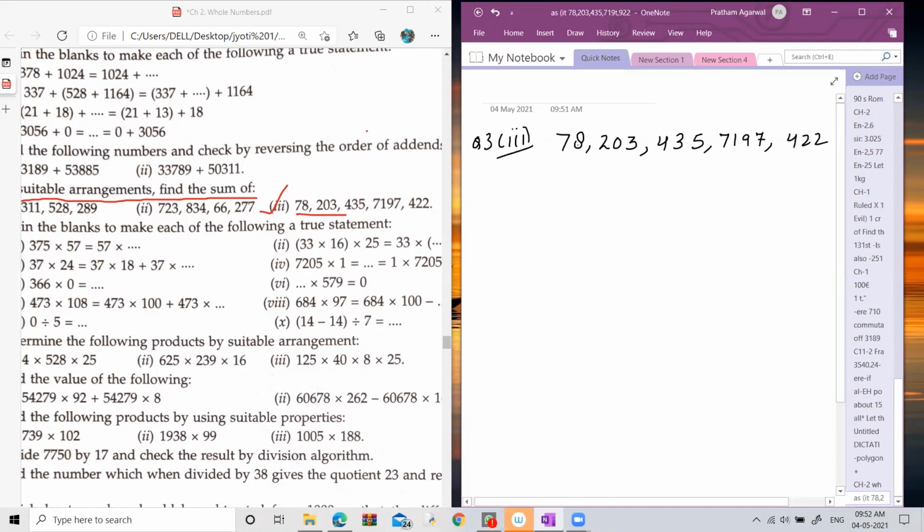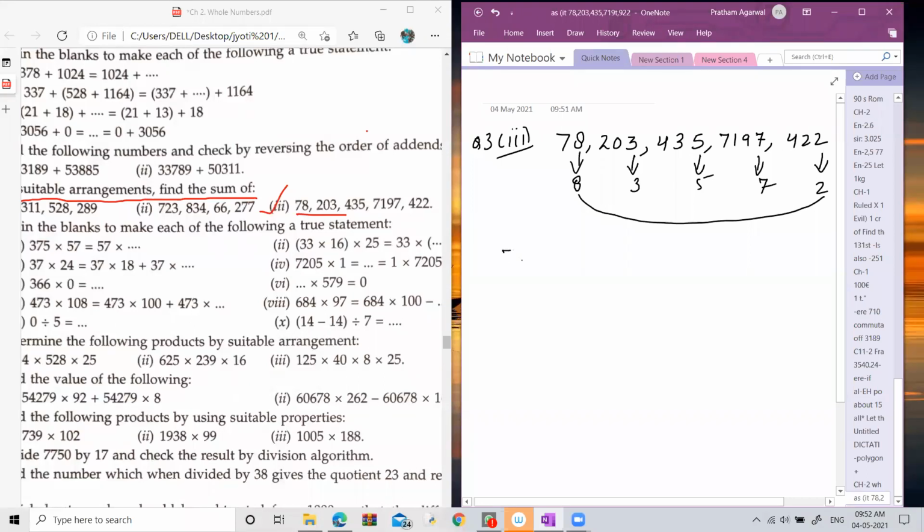Now you have to make the pair such that when you add the two numbers, you will get 0 at the ones place. So first of all, you have to find out the ones place digits. The ones place digit of this number is 8, of this one is 3, 5, 7, and of this one is 2. Now, what do you have to add to 8 to get 0 at the ones place? 2. So make the pair of 8 with 2. It means you have to make the pair 78 with 422.